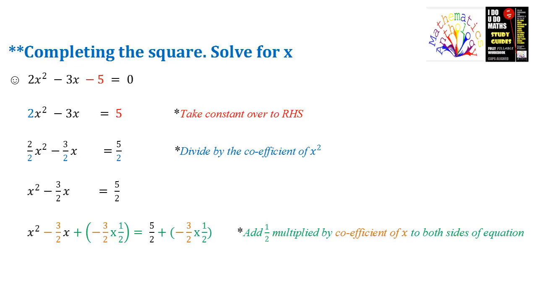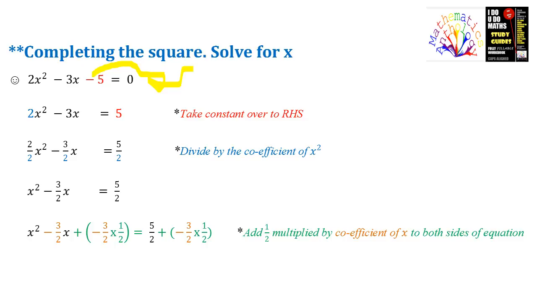Let's learn how to complete the square and solve for x. So if we are given a trinomial 2x squared minus 3x minus 5 is equal to 0, the first thing you do is you take the constant over to the right hand side. So the negative 5 goes over to the right hand side here. Becomes positive 5. So you'll end up with 2x squared minus 3x is equal to positive 5.